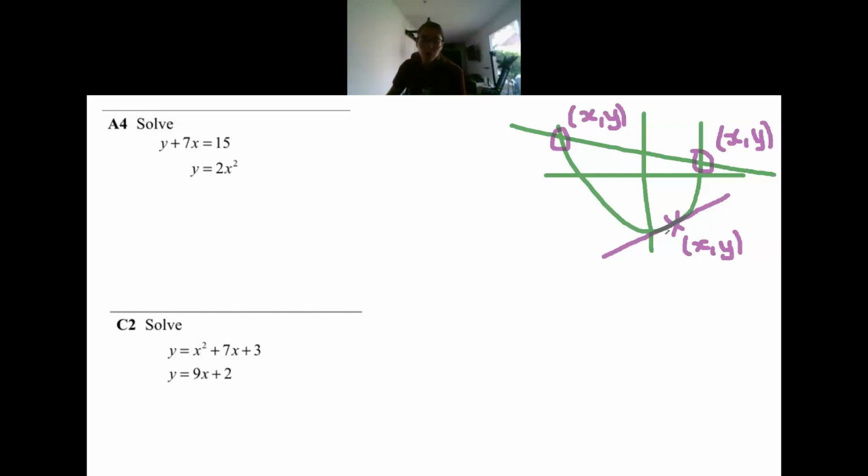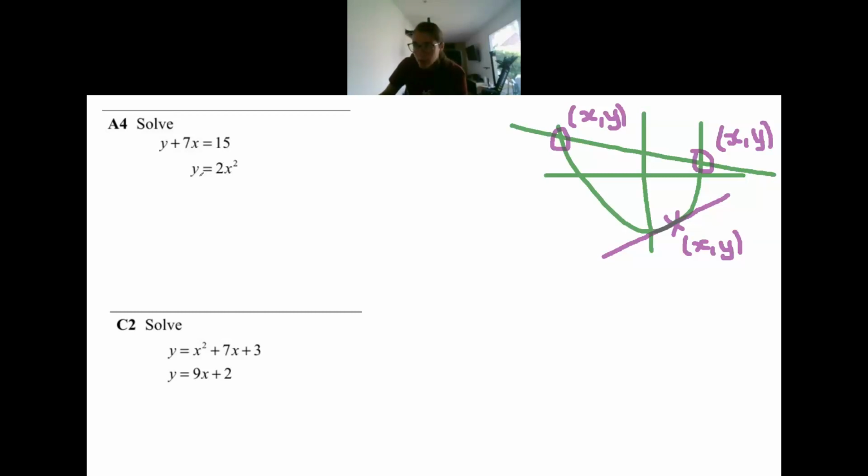So just be aware that they could also do this in terms of a worded question, as opposed to just listing you two formulae. What I mean by the worded question, it might be the curve y equals 2x squared and the straight line y plus 7x equals 15 intersect at two places, find the coordinates of intersection. So you might think, what on earth? All it is, write them out one on top of the other and we're solving them simultaneously.